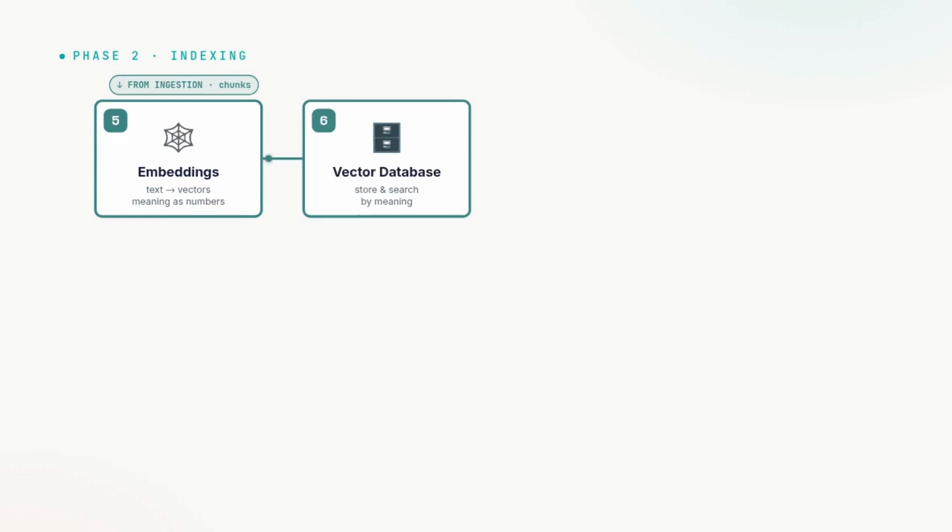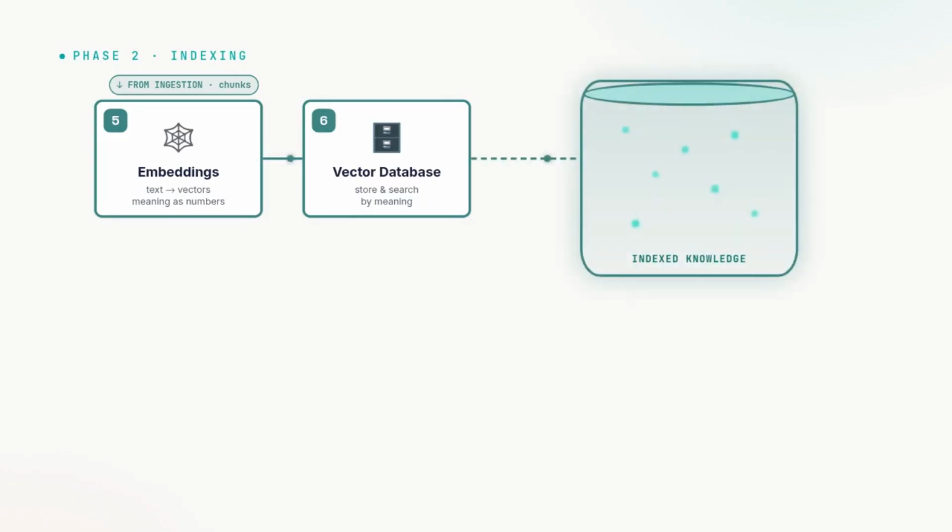And out the right side pops the indexed knowledge, a glowing drum of floating vectors, your company's knowledge made queryable. It sits here, quiet, ready, and the handoff label points straight down to retrieval, the next phase. This cylinder is the single most reused asset in the entire pipeline. Ingestion fills it, and every retrieval reads from it.